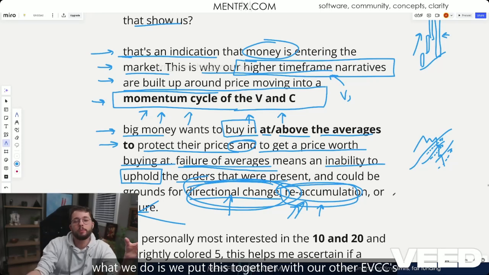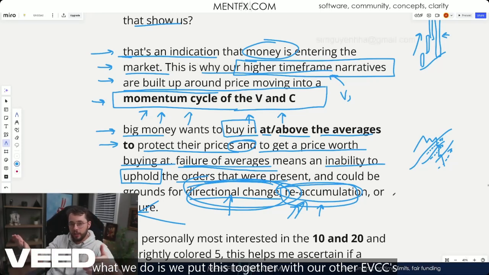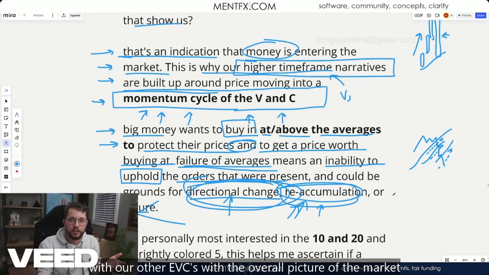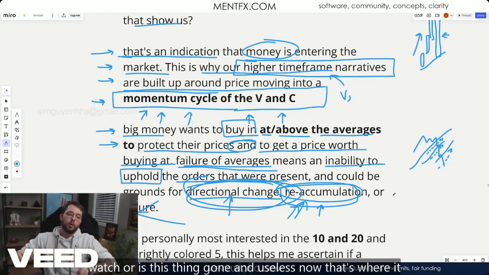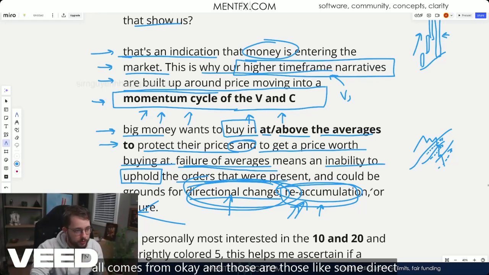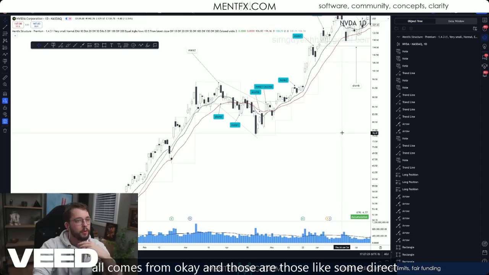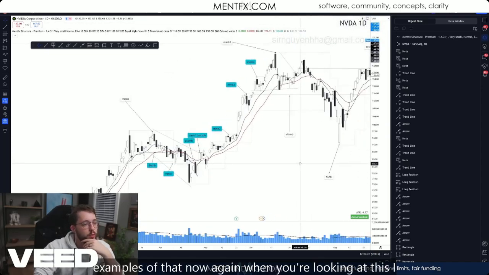And what we do is we put this together with our other EVCCs, with the overall picture of the market, the story of the market, to decide: is it worth continuing to watch, or is this thing gone and useless now? That's where it all comes from. Okay. And those are some direct examples of that.